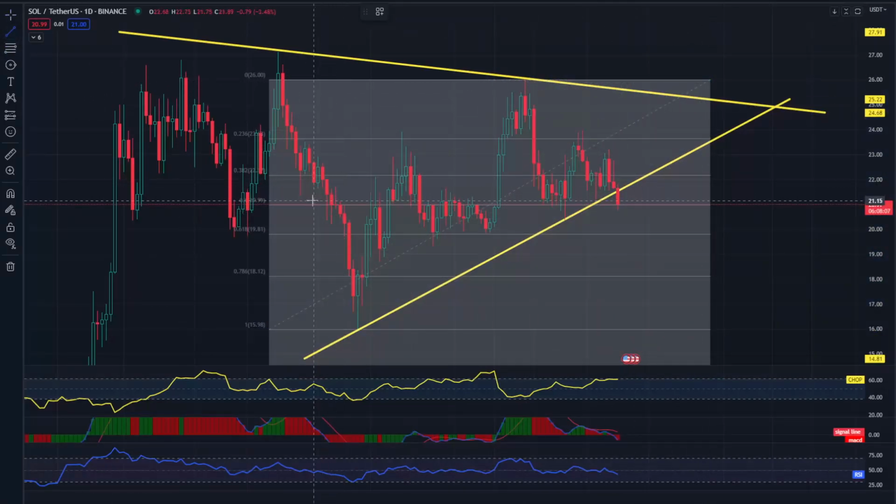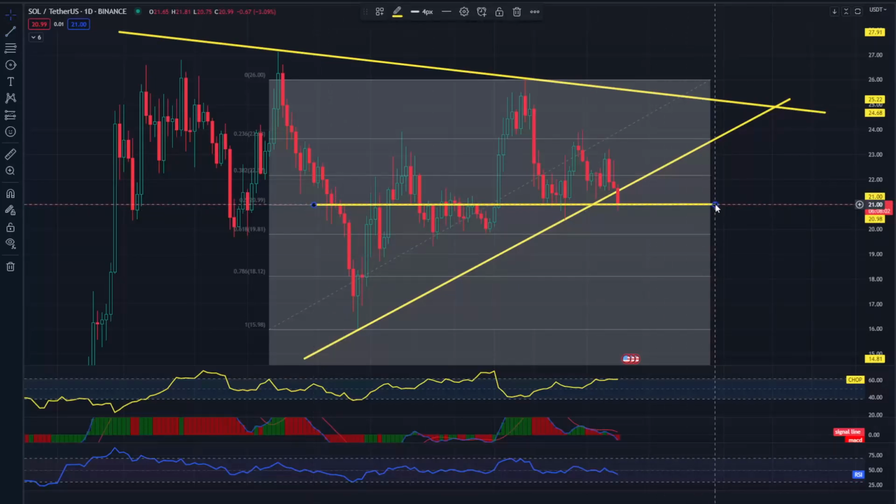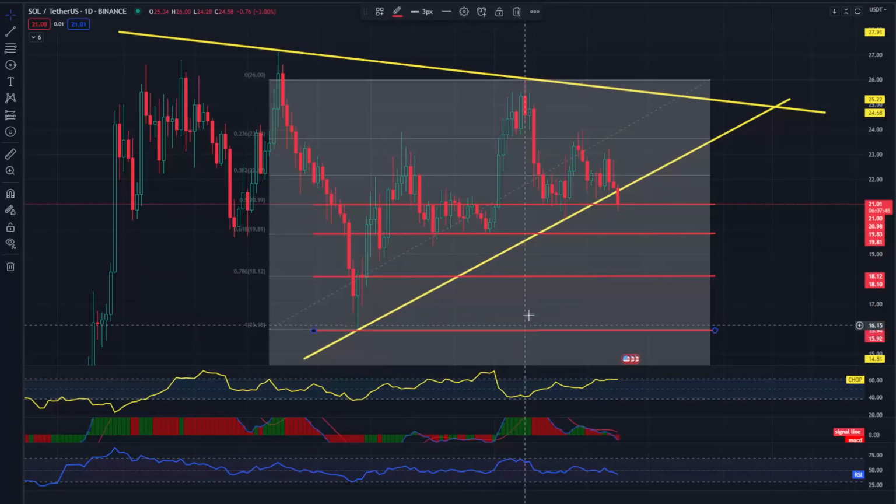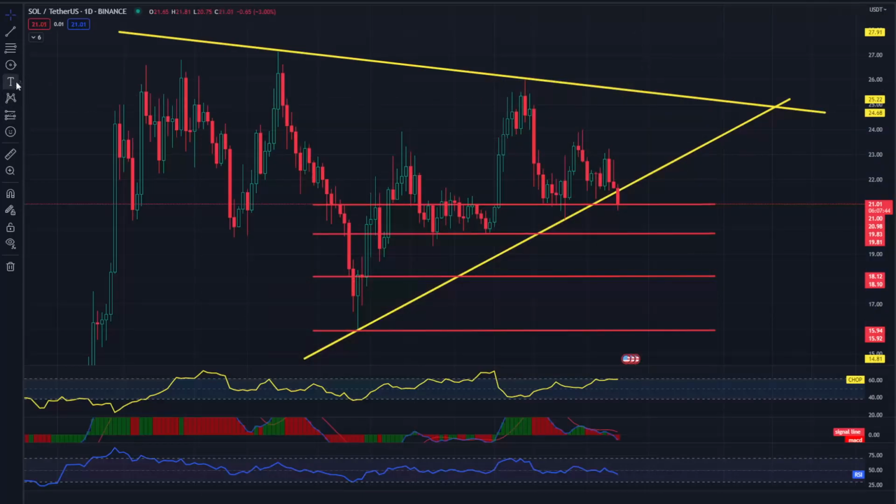Moving on, we can move on to marking support areas when we start a larger correction. And here, the first support at which the price is currently located is $21. The second support is at $19.83. The third support is at $18.12, and then we have the fourth support at $15.94.